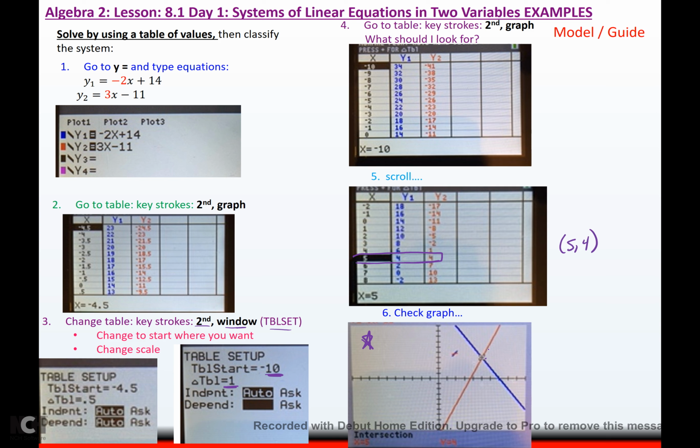But on your tests and things like that, they're just going to give you the table, you won't be able to get the graph. All you'll be able to see is the table of values. I don't even know if they'll give you the equations, but if you see a table of values and you're supposed to solve or figure out the solution, it's wherever the y values match. And then the answer is that x and that y.